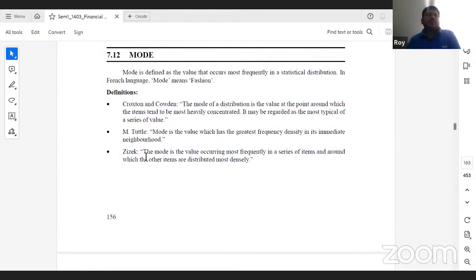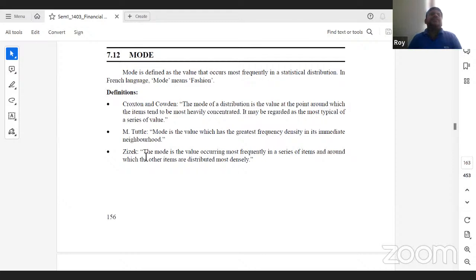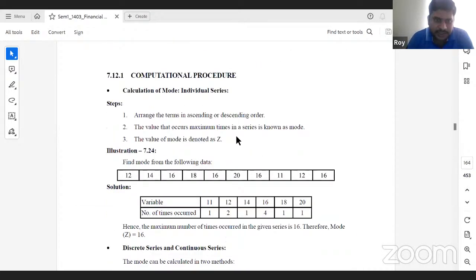Now coming to the mode. What is mode? So the number of times a particular item has been repeated. Very good. If the value is occurring more times, the number which is repeated more times will be the mode. Okay, the mode, there are different definitions here. You can read it, but simply mode is defined as the value that occurs most frequently in the statistical distribution. In French language, mode means fashion. Okay, go through the definitions, you will understand.